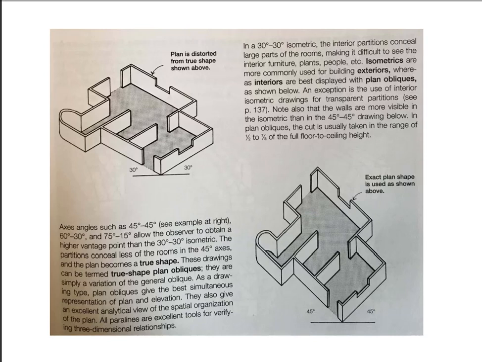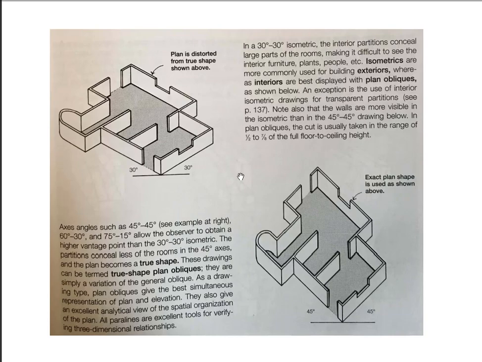Hello, Design 101. Today we're going to discuss the isometric basics. In an isometric plan, it is a 30-degree axis, 30 degrees the other way. The interior partitions shown on the upper left-hand drawing show the 30-60 isometric. The other isometric that is used in architecture and design is a 45-degree isometric, which is shown in the lower right-hand corner.